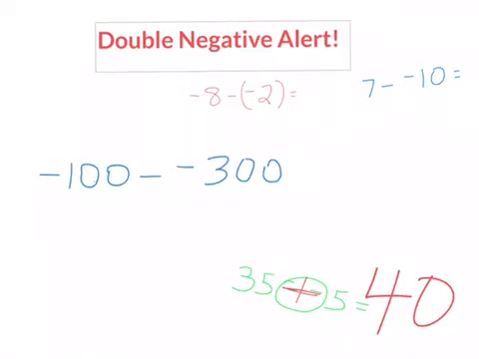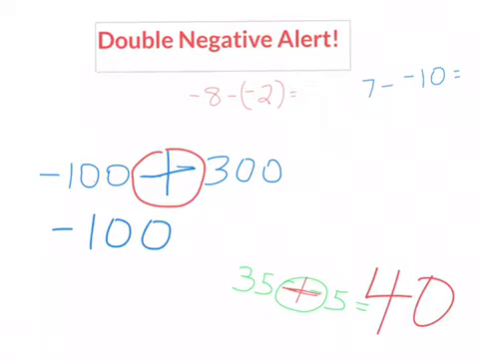Negative 100 minus a negative 300. Well, I again see a double negative. So I'm going to circle it, change it to a plus sign. So change both negatives into a plus sign. And actually, I'm going to rewrite the problem. Sometimes that helps me see it. So now I have plus 300.